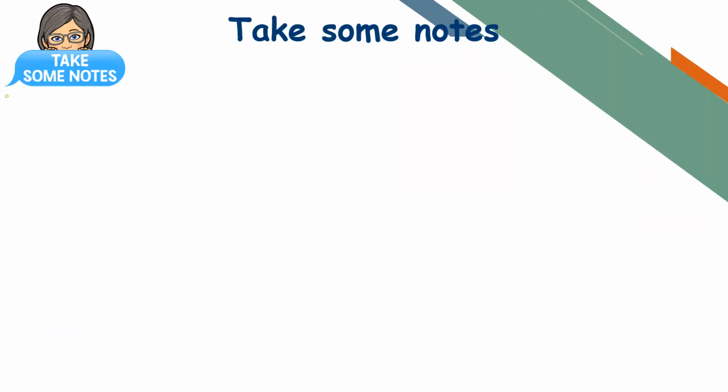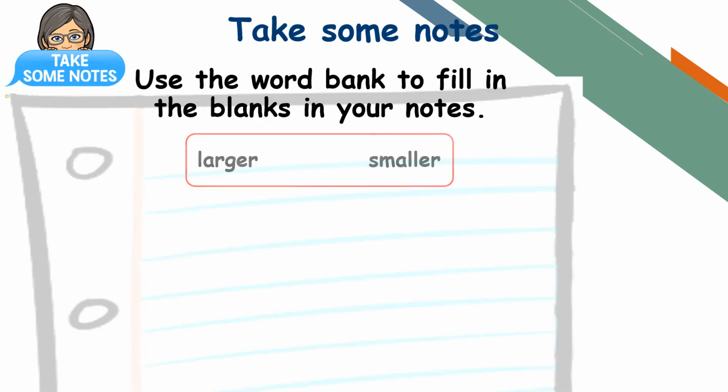Now, using a journal or a piece of paper, complete the sentences you see on this slide. Let me read them to you first. Use the word bank to fill in the blanks in your notes. The 2 word choices are larger or smaller.